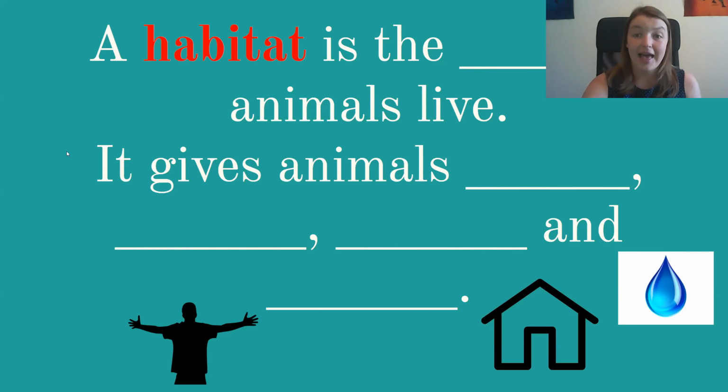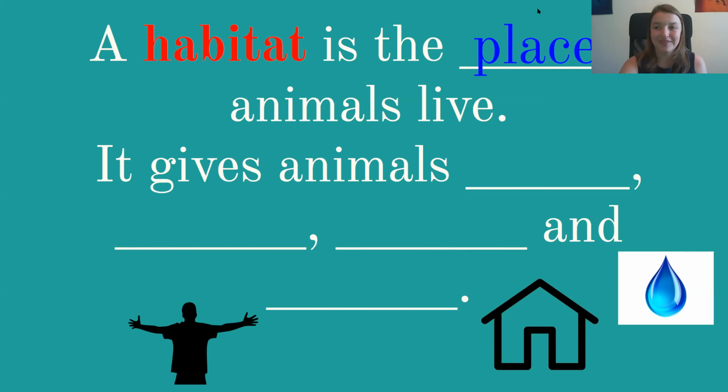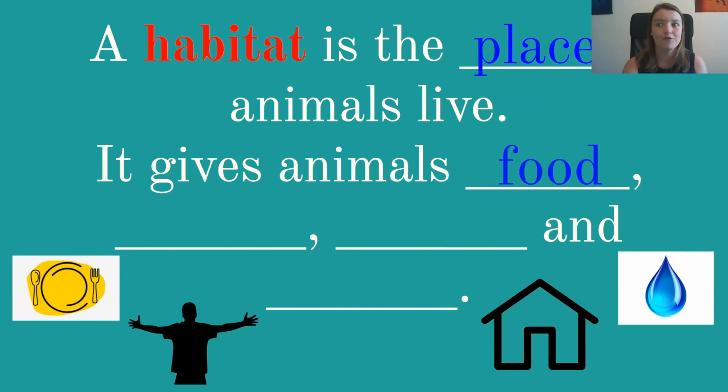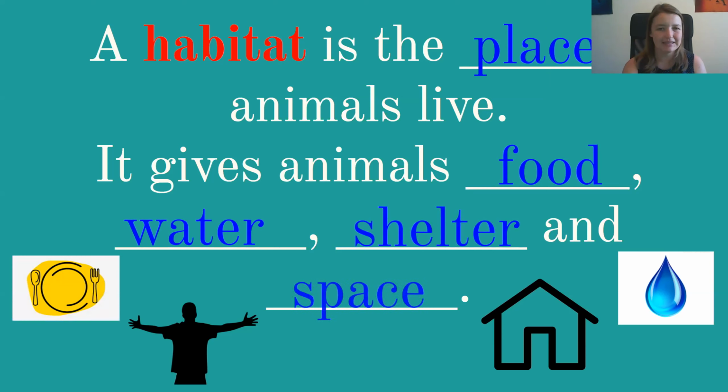So, a habitat is the place. Can we see that? Just move me a little bit. There we go. A habitat is the place animals live. The place that an animal lives is its habitat. It gives animals food, water, shelter, and space. Check your work now.